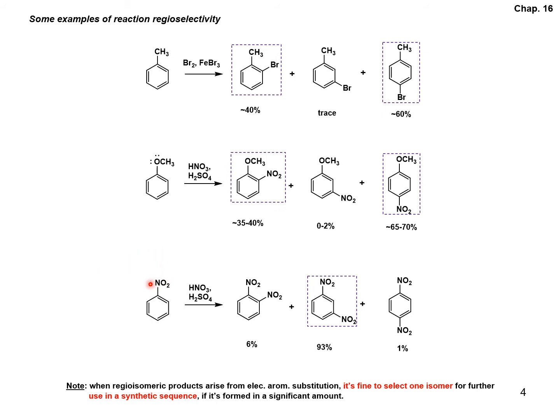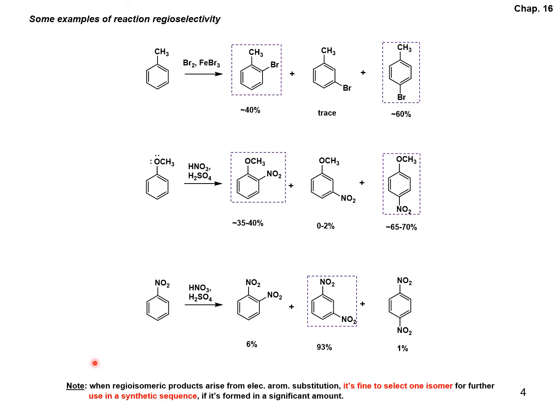Now we go to a group which can withdraw electron density from the ring, and it's an electron withdrawing group. It's going to be a meta director, and it has no non-bonded electrons on the nitrogen, and so therefore we know it's going to give you the meta product. And you can see you get over 90% of the meta product and only small amounts of the ortho and para.